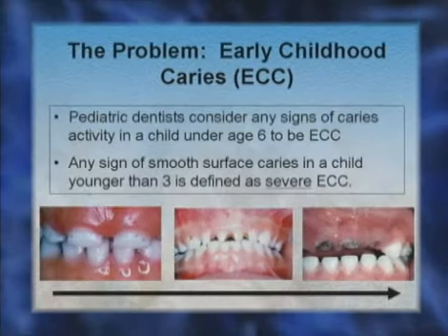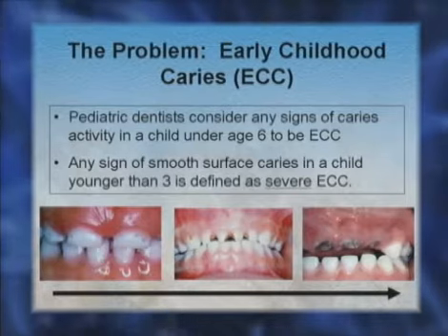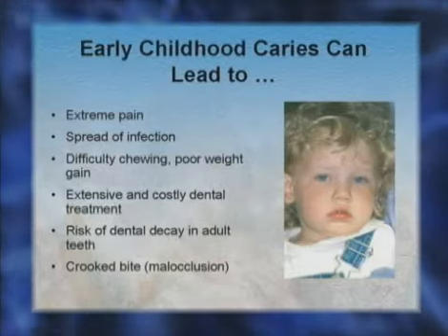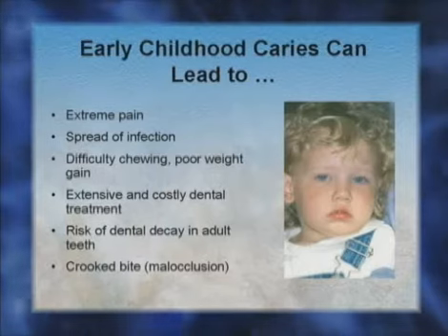Pediatric dentists consider any signs of caries activity in a child under age 6 to be early childhood caries, or ECC. Any sign of smooth surface decay in a child younger than age 3 is defined as severe ECC. Early childhood caries can lead to extreme pain, infection, difficulty in chewing, poor weight gain, extensive and costly dental treatment, increased risk of dental decay in adult teeth, and crooked teeth.